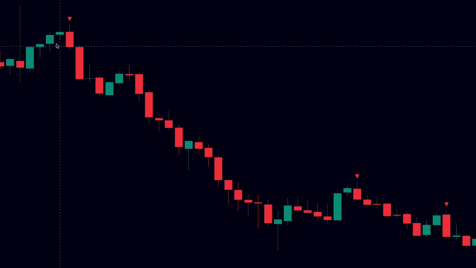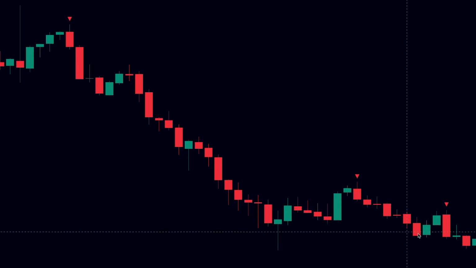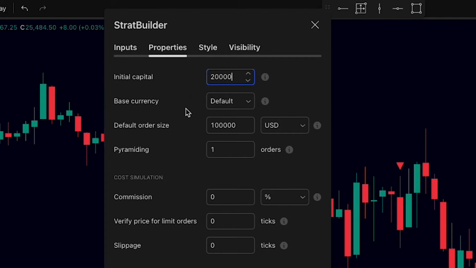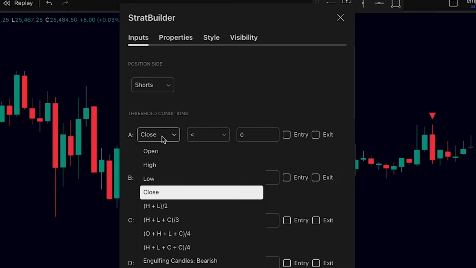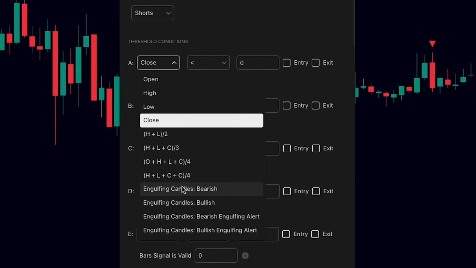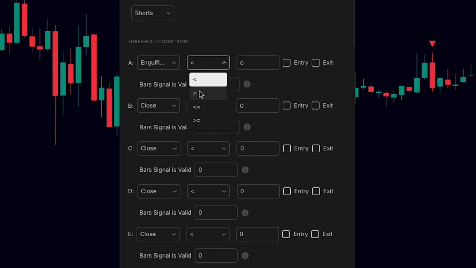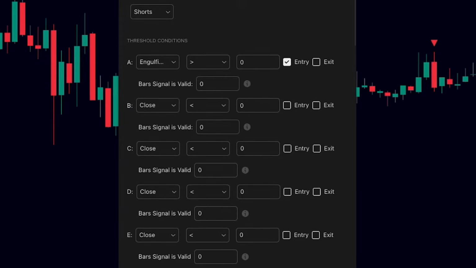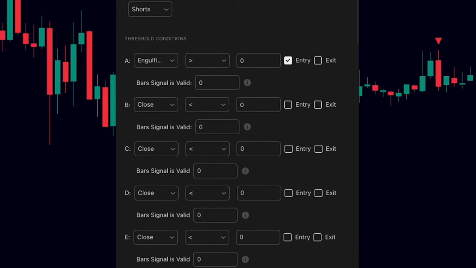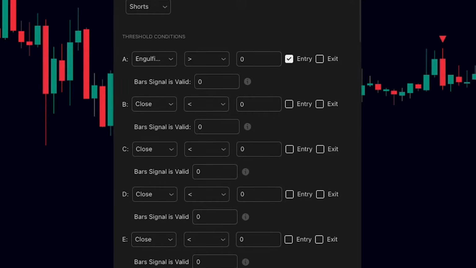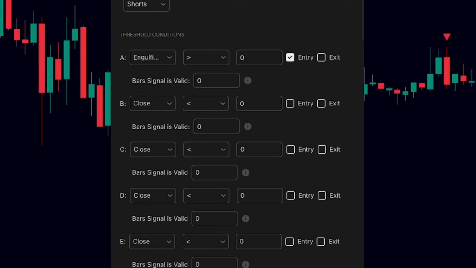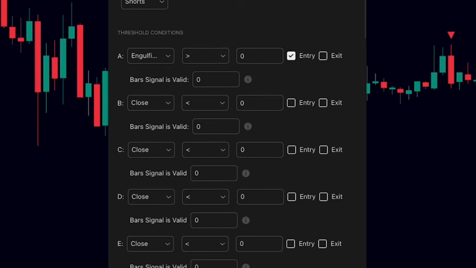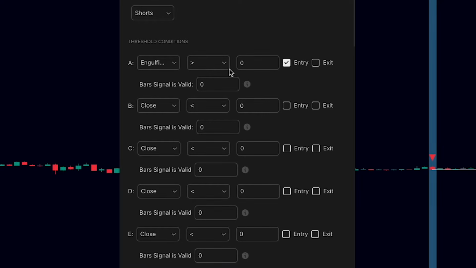Now let's try to make a short strategy with bearish engulfing candles. We'll set properties to 20,000 initial capital and default order size to 1 quantity. We'll change position size to shorts, click this first drop down, select engulfing candles bearish, then select greater than 0. This is because I coded the engulfing candle indicator to return a 1 whenever there's a bearish engulfing candle and a 0 when there isn't. This is also how 99% of buy-sell indicators work, in case you want to try plugging a buy/sell indicator into the strategy builder. So engulfing candle bearish greater than 0 is our entry.